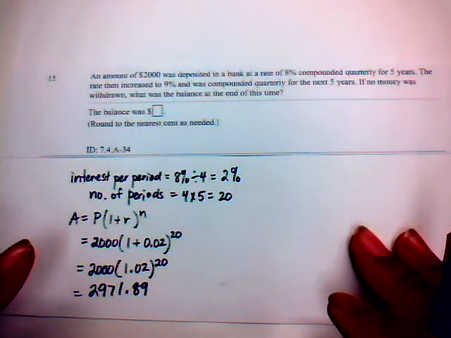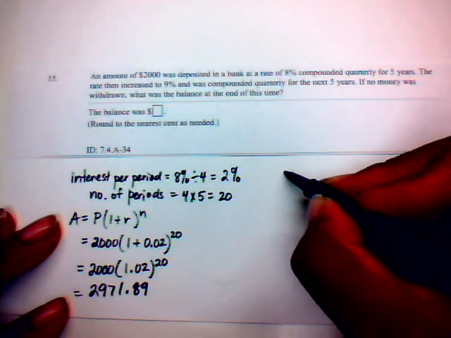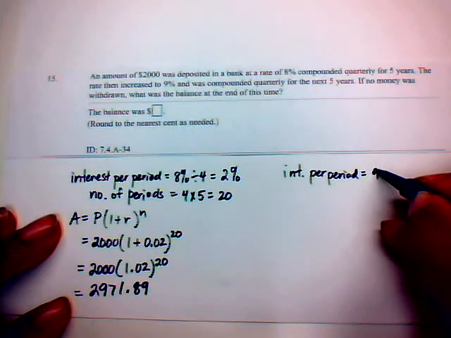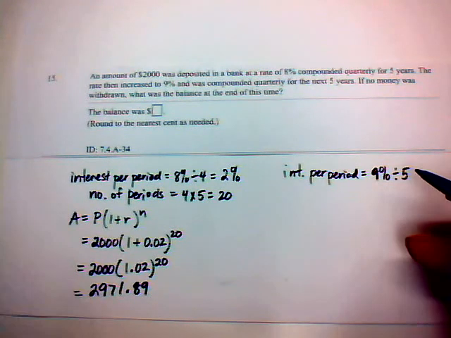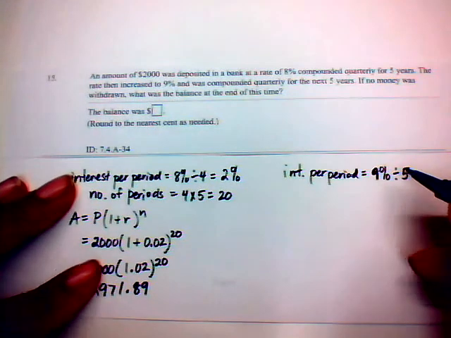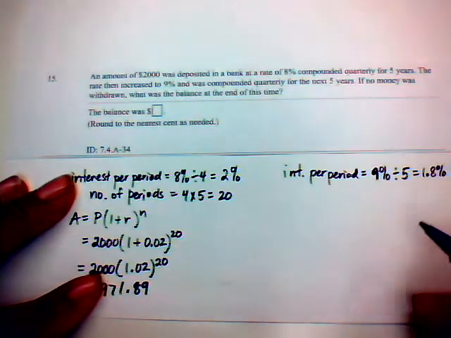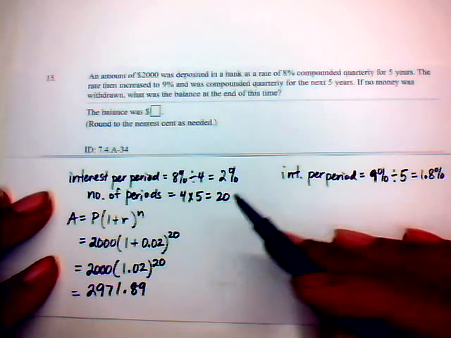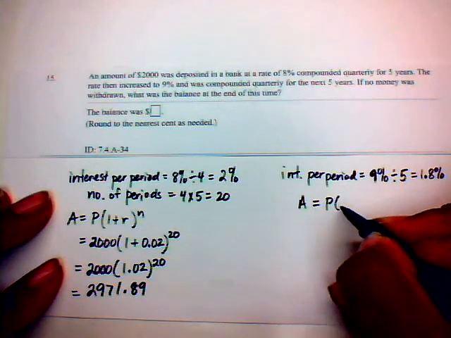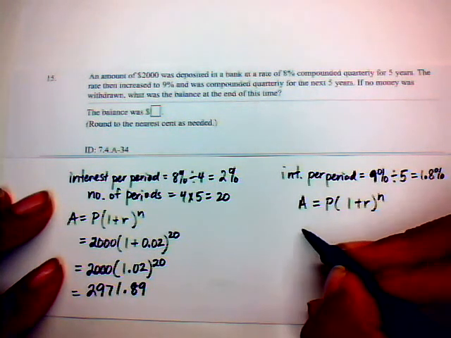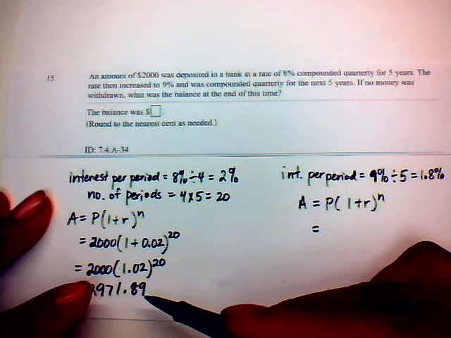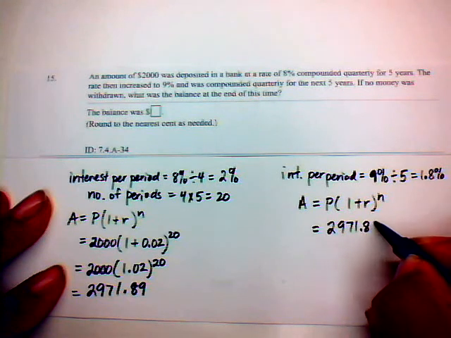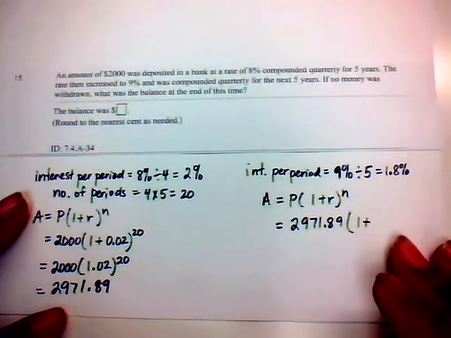But then it increased to 9%. So now the interest rate per period is 9% divided by 5, which will be 1.8%. And it's going to be for the next 5 years. It's still compounded quarterly, so the number of periods is still 20. And we're still going to use this formula. A is equal to P times (1 plus R), that quantity is to the nth power. But this time, we're going to use the amount that was in the account at the end of the first 5 years, which is $2,971.89.